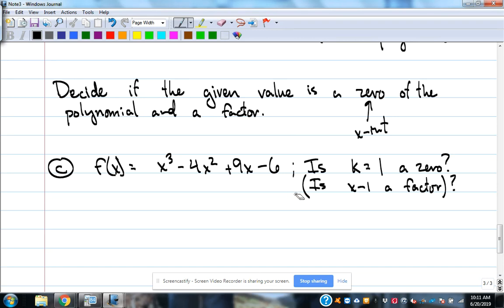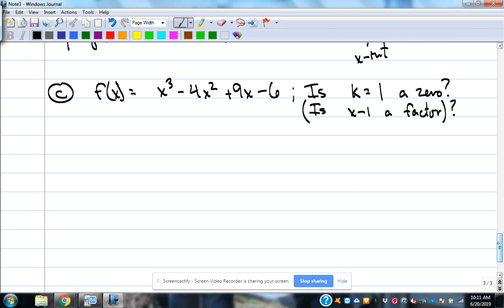Those two ask you to do the exact same work. These two questions ask you to do the same work. They're worded differently, but they're asking you to use the same skill. So here's the skill that we're going to use. We're going to use synthetic division because they want to know, is 1 a 0?